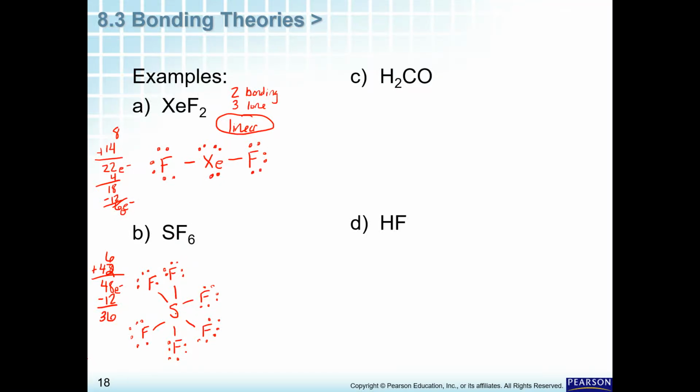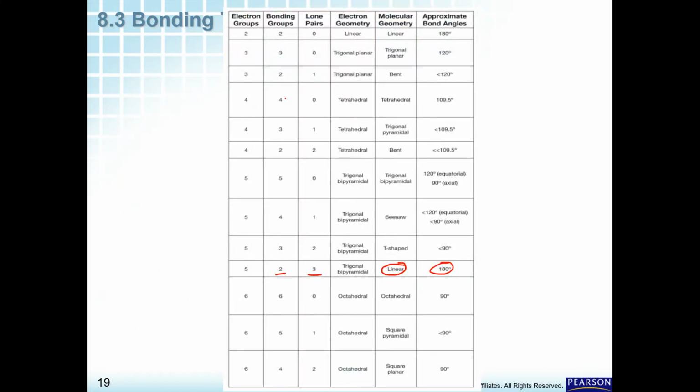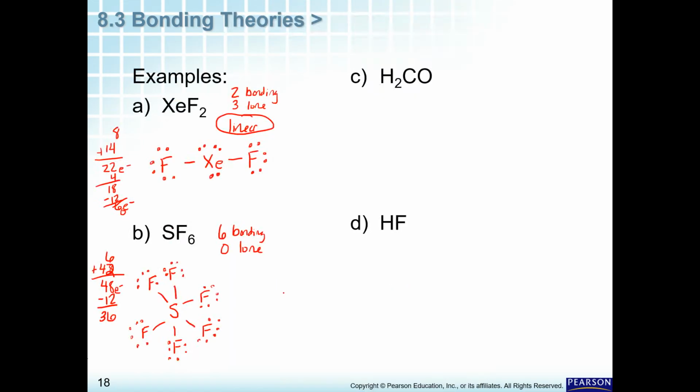So our central is sulfur. How many things are bonded off sulfur? We have 6. So here we have 6 bonding. And then we're going to look at sulfur again. How many lone pairs do I have? And we have 0 lone. Again, we're going to go back to our chart. We're going to see where's my 6 bonding. So here's 6 bonding, 0 lone pairs, and my shape is actually octahedral. So sulfur hexafluoride is actually an octahedral.